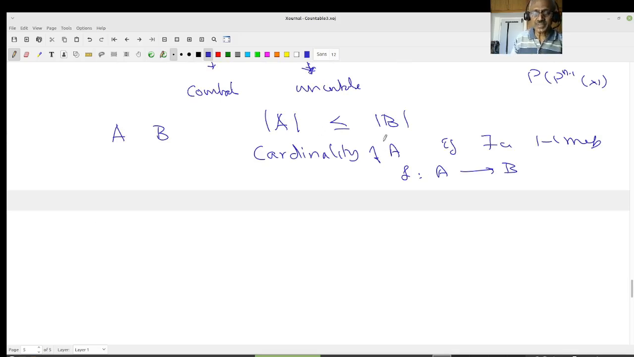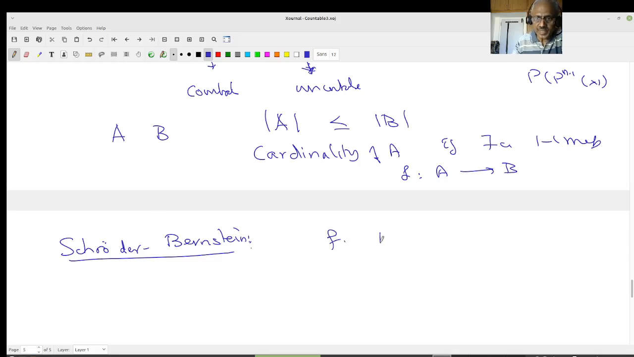That is why we are saying this, right? Now there is a theorem due to Schroeder-Bernstein, which you can find in my book. Sometime I will give a video on that. It says if there is an injection, a 1-1 map from A to B, and another injection from B to A, then there is a bijection h from A to B.